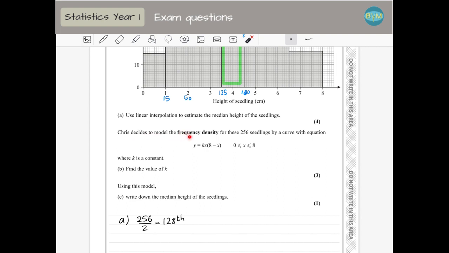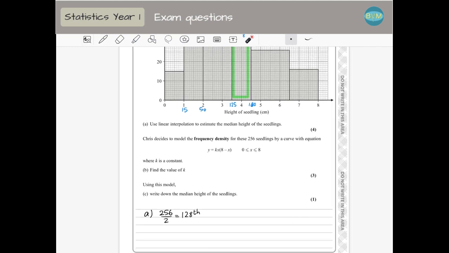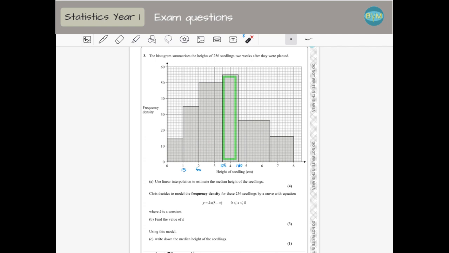Then they say, and this is what is less common in these questions, Chris decides to model the frequency density for these 256 seedlings by a curve with this equation. So it's a quadratic, and this quadratic is going to be defined between 0 and 8. That means we are going to substitute this histogram by a quadratic between 0 and 8. We need to find the value of k. With these frequency density curves, the area under the graph is going to contain all the 256 seedlings. And that's what you have to remember whenever you have to find constants. So the area under my graph is going to be 256.